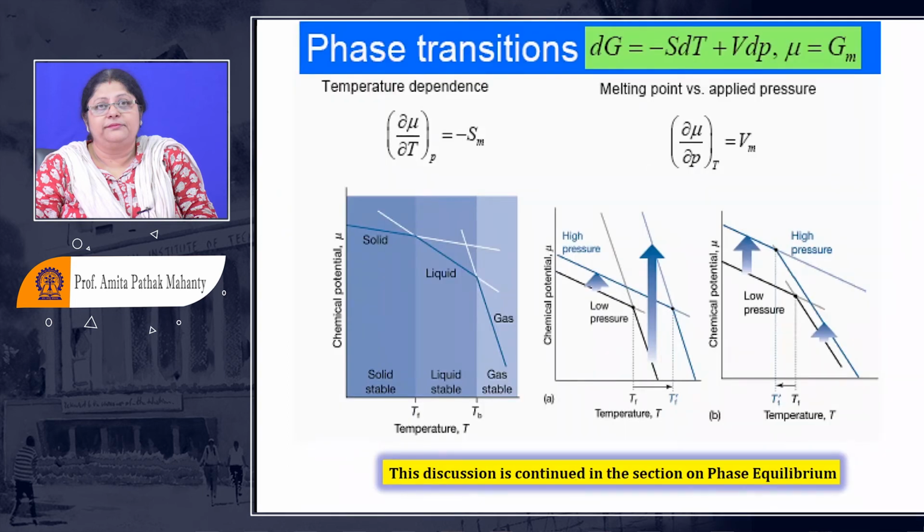Now, I'm not going to talk about this right now, until I introduce chemical potential. I don't want to discuss this. I have this same graph when we are discussing phase. The discussion is going to continue in the phase equilibrium conditions. I have not yet defined chemical potential.